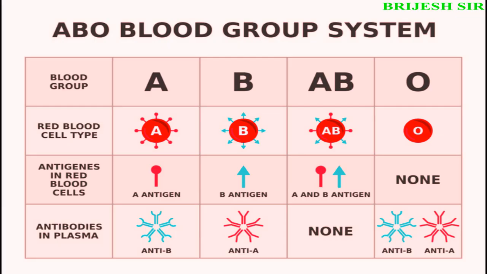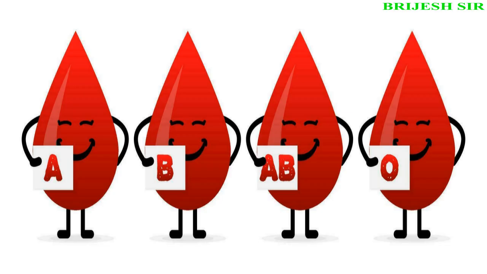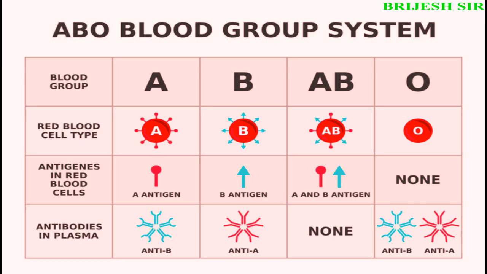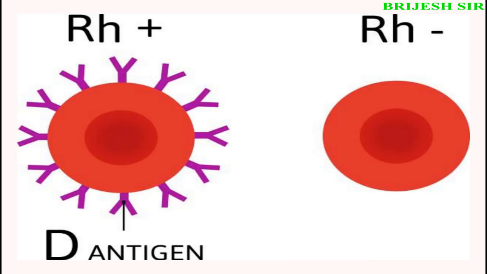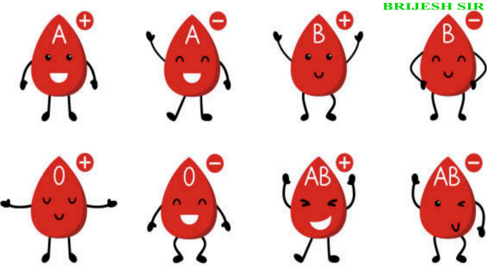Blood groups. Blood group was discovered by Landsteiner. There are four major blood groups: A, B, AB, and O. O group is universal donor. AB group is universal recipient. Rh factor is another antigen. People are Rh positive or Rh negative.